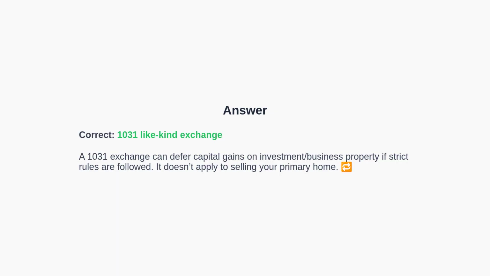The correct answer is the 1031 like-kind exchange. This mechanism is designed for investment or business property and allows deferral of capital gain if the strict identification and closing timelines are met and a qualified intermediary is used. It does not apply to the sale of a primary residence.